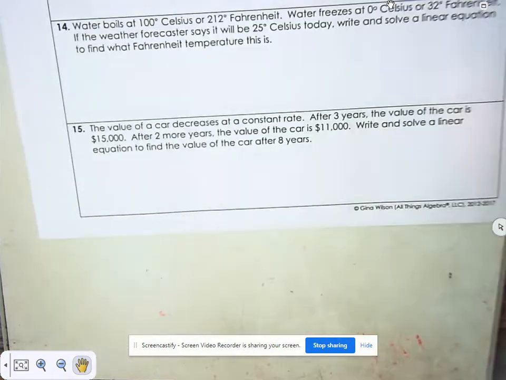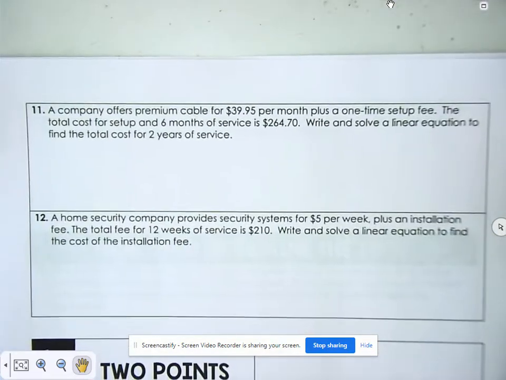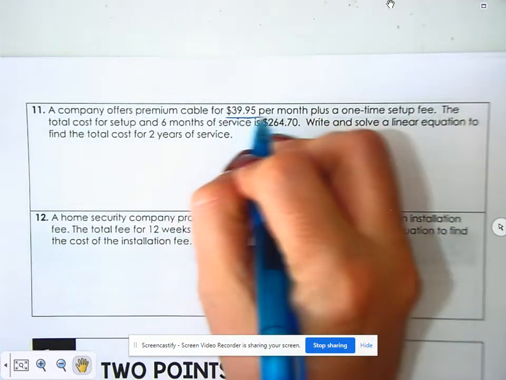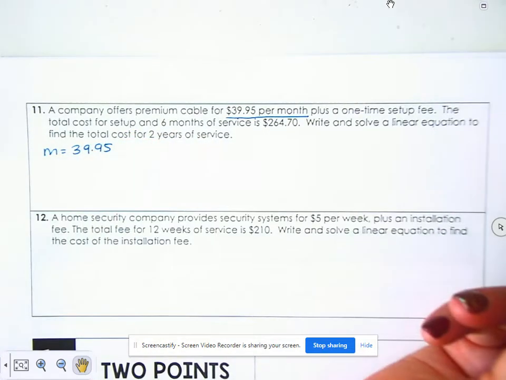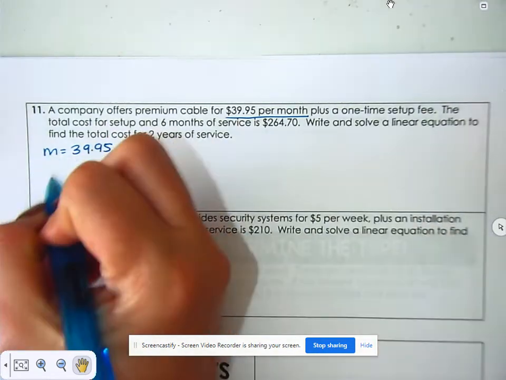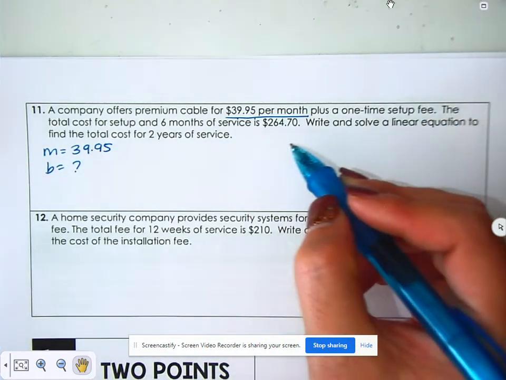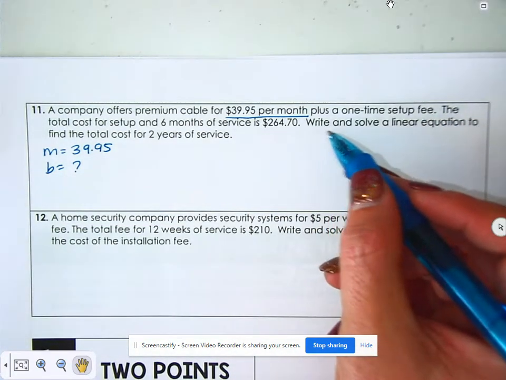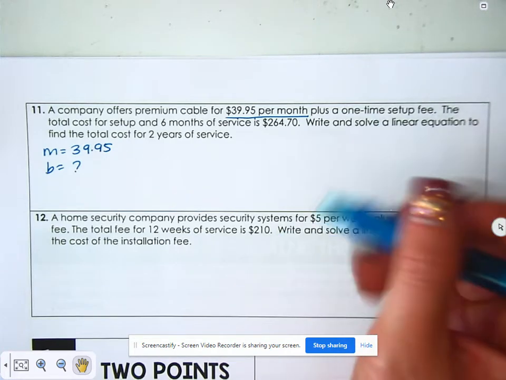Okay, let's look at number 11. A company offers a premium cable for $39.95 per month. So here we go, our M is $39.95, plus a one-time setup fee. So we know that one-time setup fee is going to be our B. The total cost for setup and 6 months of service is $264.70. Write and solve a linear equation to find the total cost for 2 years of service.